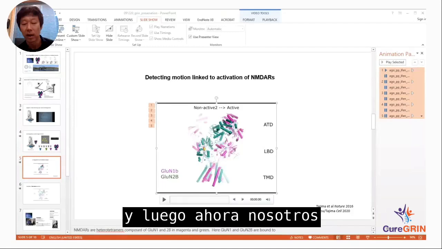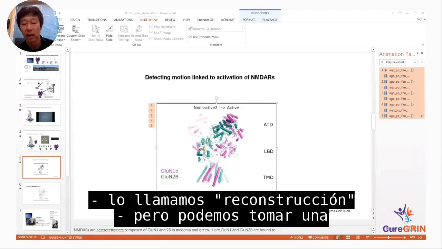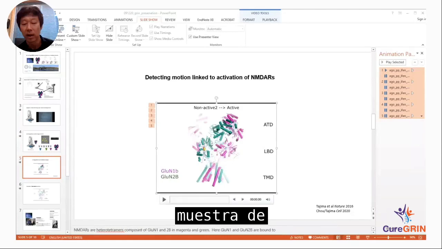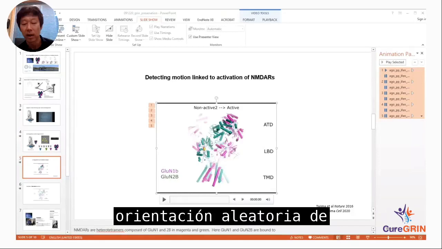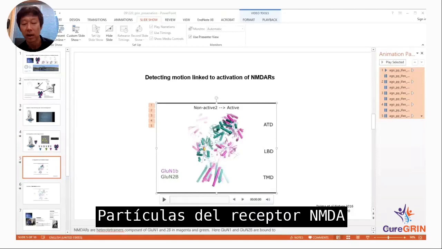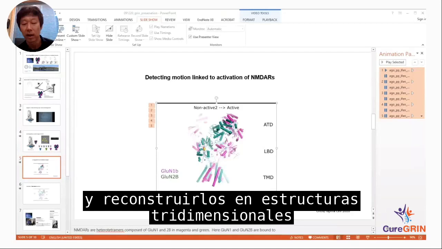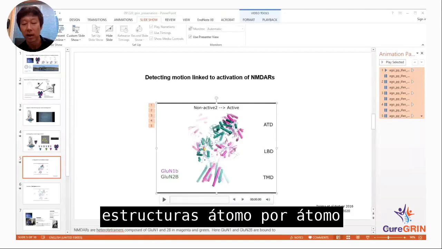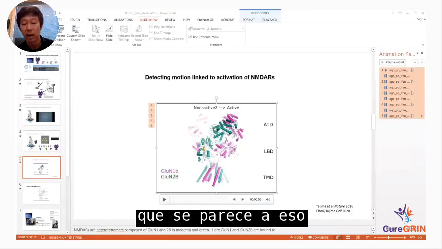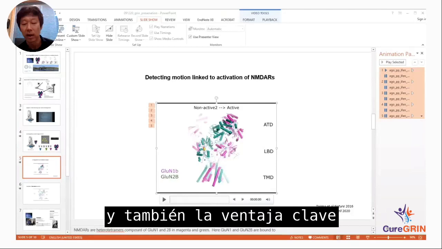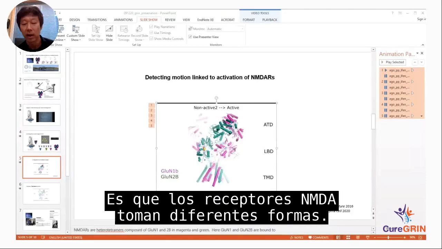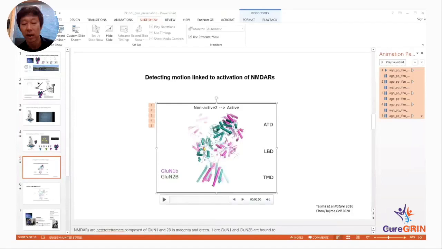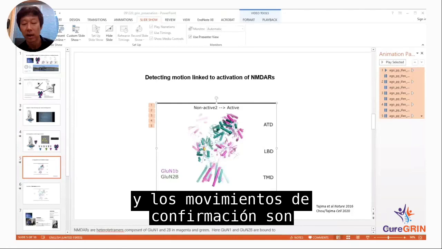And then now we can reconstruct, we call it reconstruction, we can take the images of random orientation of NMDA receptor particles and reconstruct them into three-dimensional structures. And we can attain atomic resolution. So we can see atom by atom structures, which looks like that. And also the key advantage is that NMDA receptors take different shapes. We call them conformations. And conformation movements are extremely important.